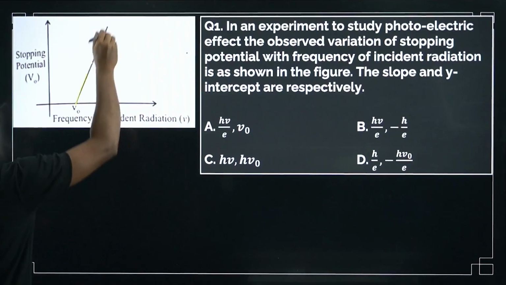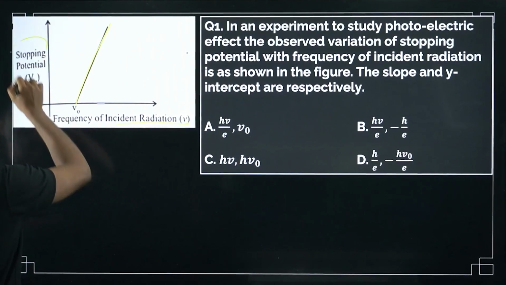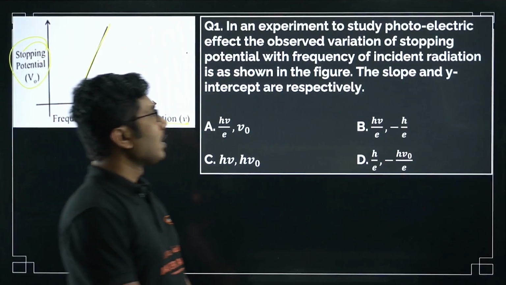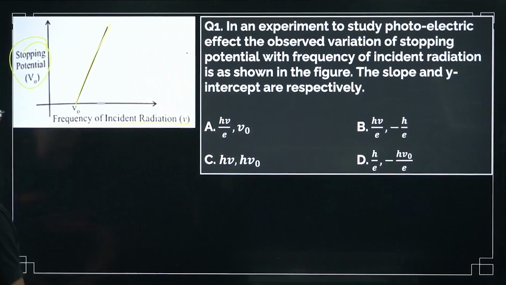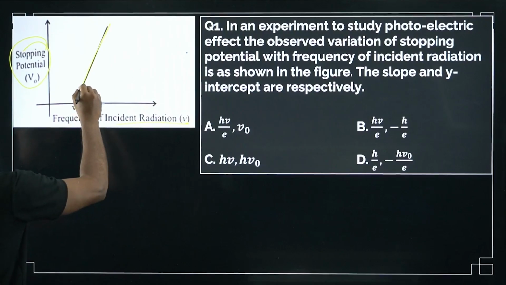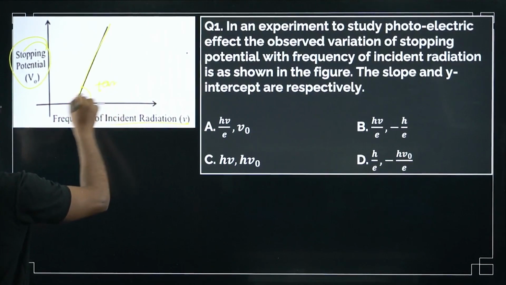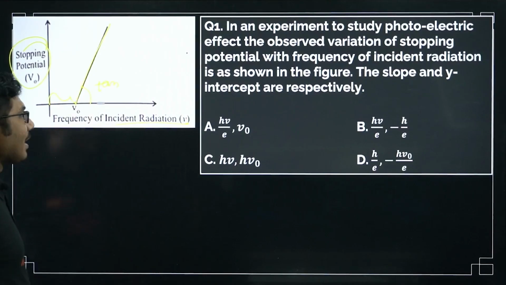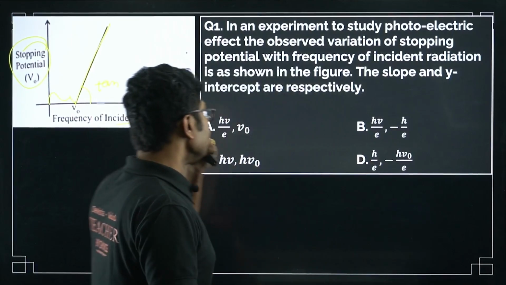So this is the graph of stopping potential against frequency of incident radiation, with stopping potential along the y-axis. We need the slope and the y-intercept. This is the slope, tan theta, and the y-intercept is basically this one. What is the value of this? For that we have to remember the equation.